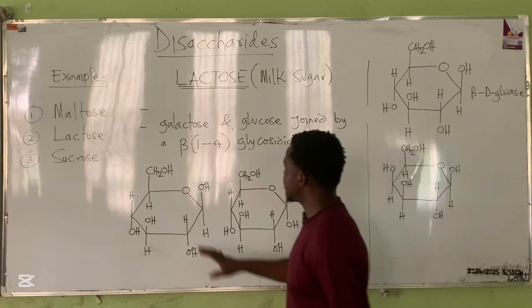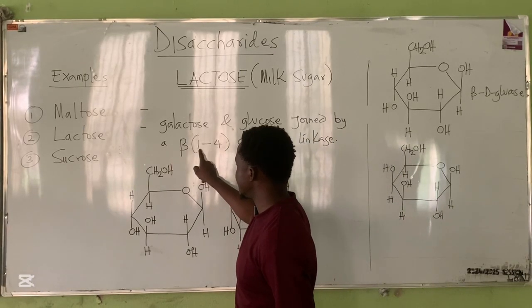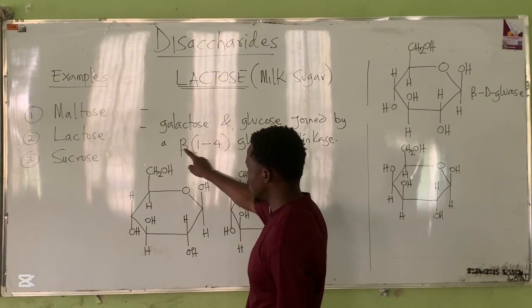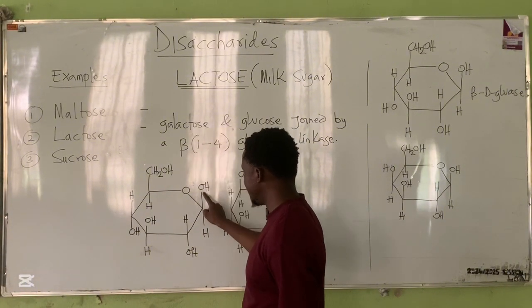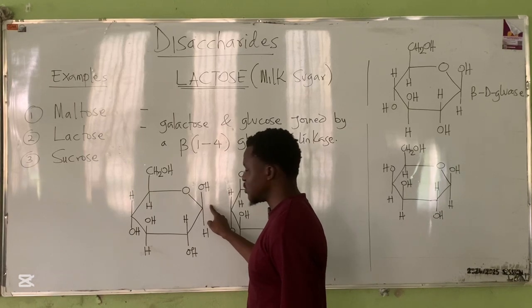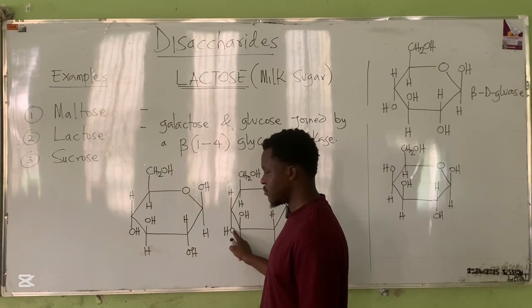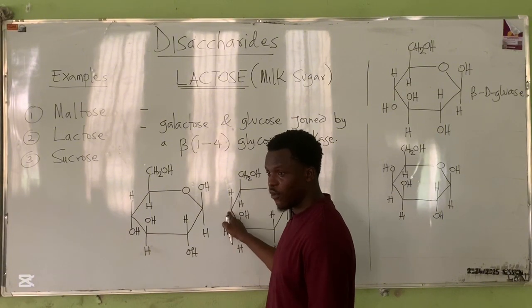But the most important, please, the most important of this sign is always the first one. The second one can actually vary. The most important one is always the first one, because if they say beta, it means this. Once you change this, it's no longer going to be lactose. On carbon 4, we must always use the carbon 4 of the other compound.